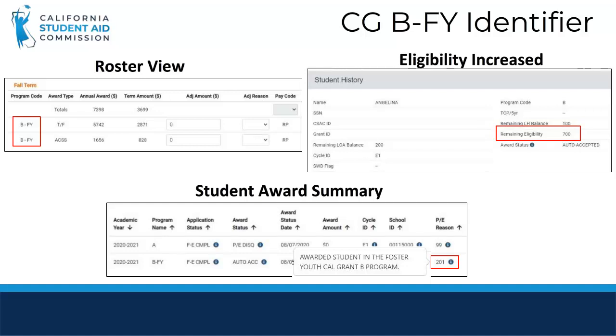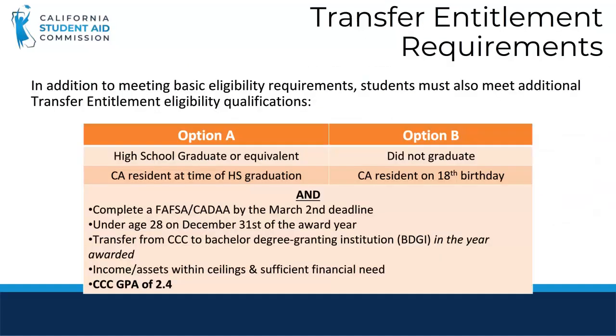Another option to view foster youth students is to customize a roster to capture this population of students at a specific institution. As you can see, the same B-FY designation assigned under the program code column will appear on the online roster. 2019-2020 renewal students who had exhausted eligibility were automatically renewed with 400% additional eligibility. Using the student history screen, you will see the eligibility may show above the normal 400% that we see traditionally with our other Cal Grant awardees.